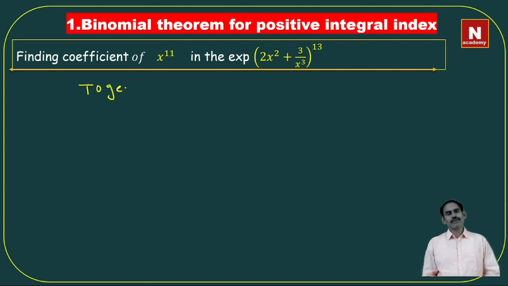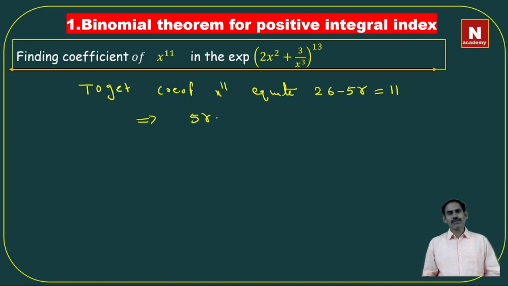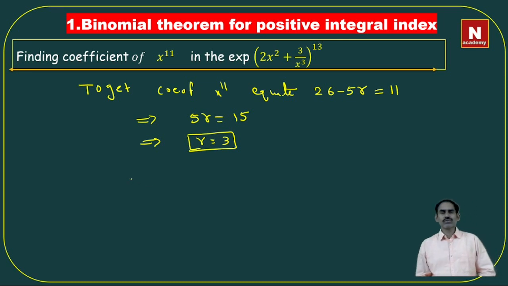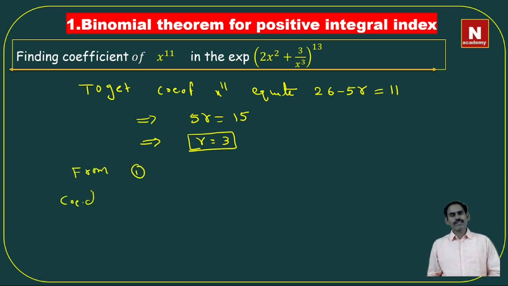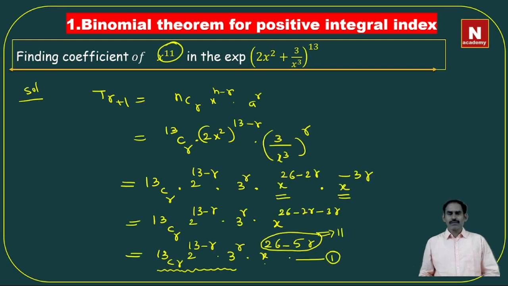To get the coefficient of x^11, equate 26 minus 5r equals 11. That implies 5r equals 26 minus 11, which is 15. That implies r equals 3. This r value, substitute in equation 1. From 1, the coefficient of x^11 equals, substitute r equals 3.